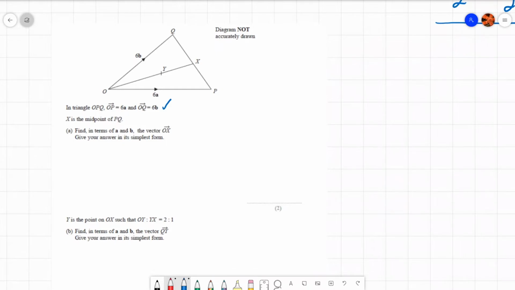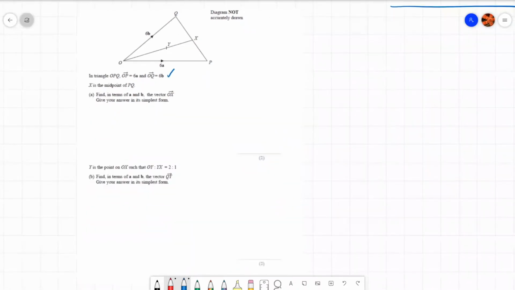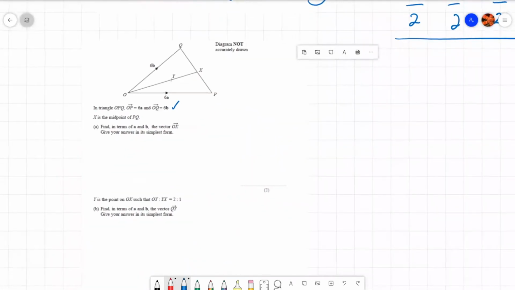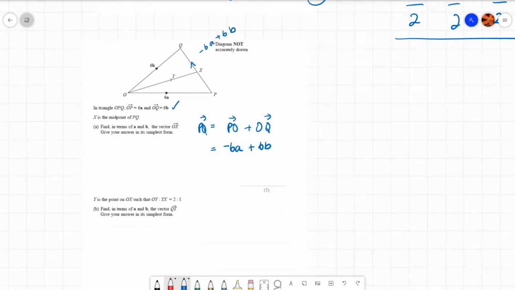Right, okay, so first of all, it's telling us X is the midpoint of P to Q. So let's work out P to Q first. Okay, I'm just going to zoom in a little bit. Right, P to Q for me, I'm going to go P to O plus O to Q. Right, P to O, opposite direction, is minus 6A plus 6B. Okay. So P to Q, because I've gone that way, I'm just going to write minus 6A plus 6B. Okay.